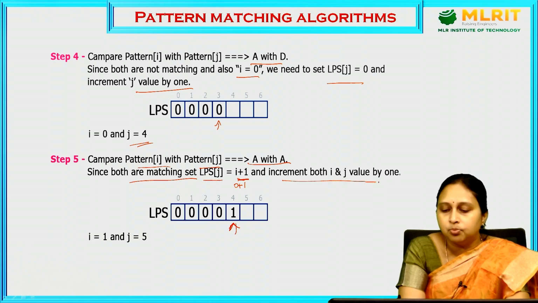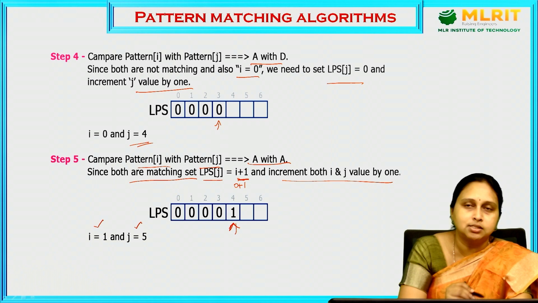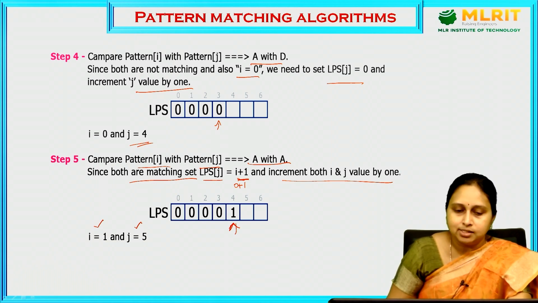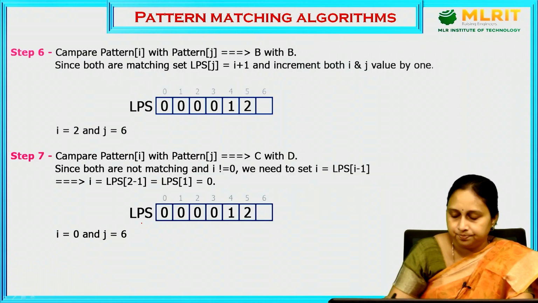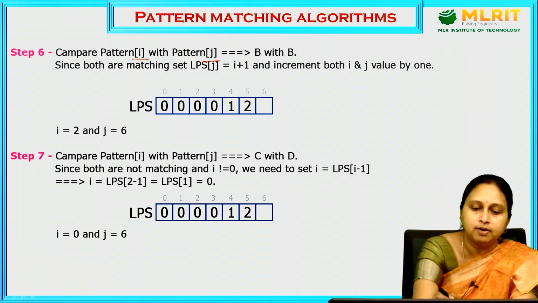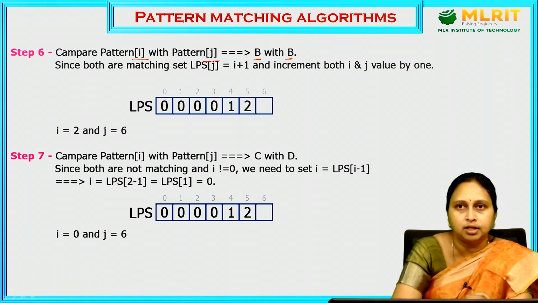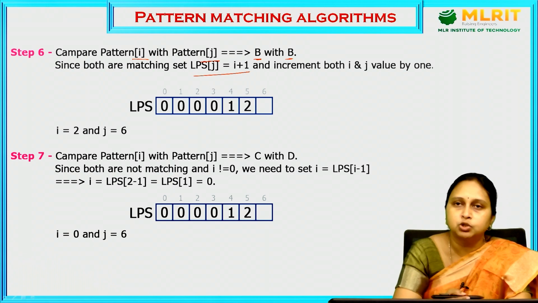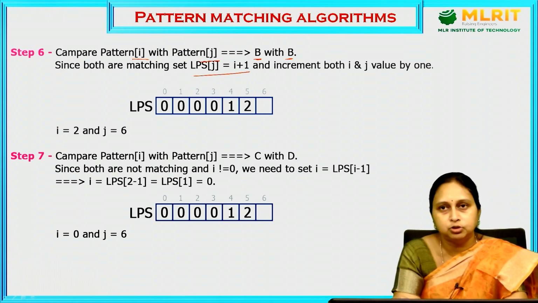Now increment both the i and j values by 1. Both have to be incremented, right? Now i is 1 and j is 5. Already we have seen the pattern. Now i with j will be checked, and in i we have the character b and in j also we have the character b. Again matching is there. In this case again LPS of j equals i plus 1. Again we increment the i value, and at the same time the j value also.